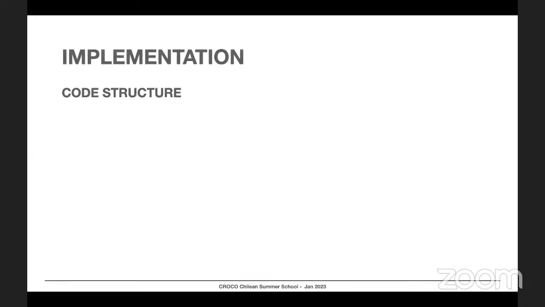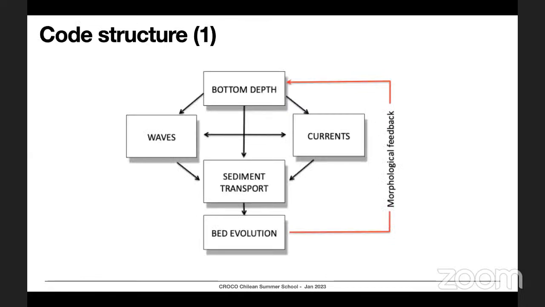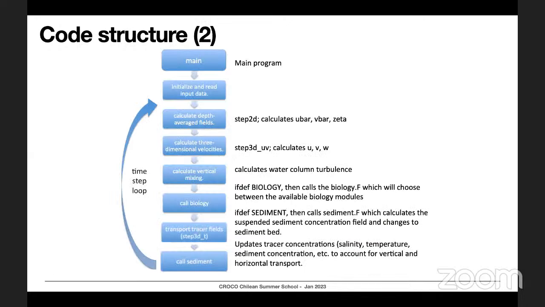And in terms of code structure, I'm not sure you will go into this, but basically the way it is done is we have one routine for each term we are computing. All the initialization and input data are done the same way as for hydrodynamics, at the beginning of the computation. And we compute the hydrodynamic fields, so barotropic fields, baroclinic fields, and we also compute mixing. And then, as for the biology, we compute the sediment. What I mean by computing the sediment is computing all the different terms: the erosion, deposition, transport through bed load, and the redistribution of sediment in the bed.